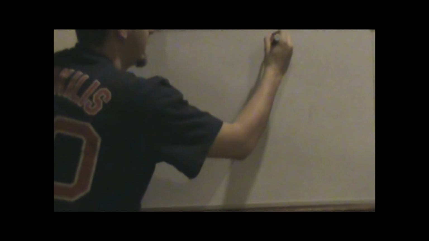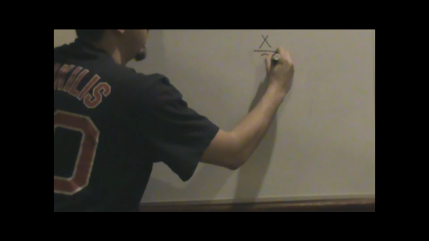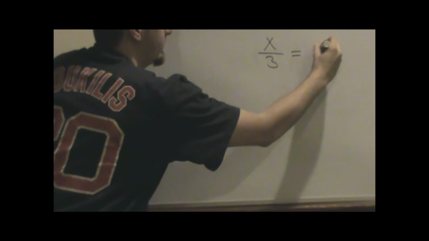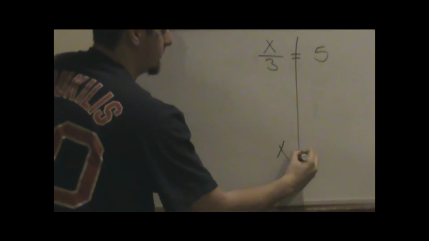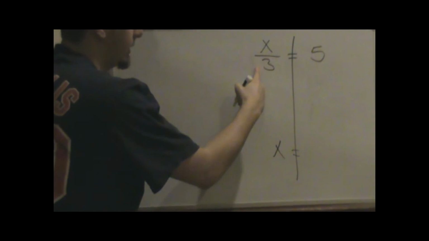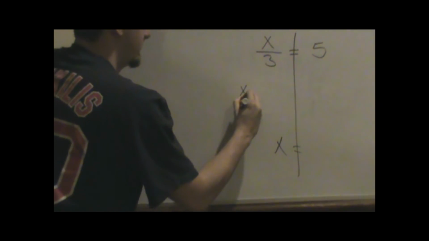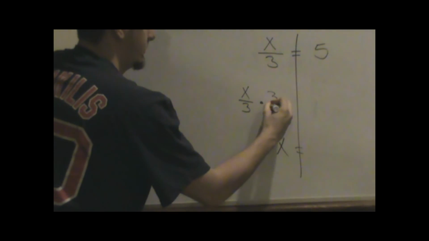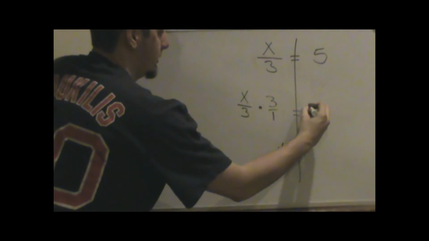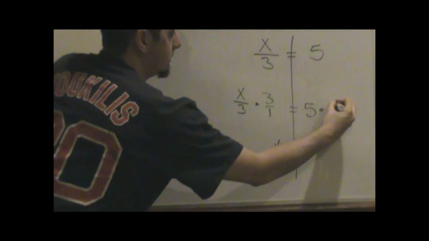Alright, last problem before we're done. Do an example that has division in it. We have x over 3 equals 5. I know I want to get x alone, so I have to get rid of the divide by 3. The opposite of divide by 3 is times 3. Going to do that to both sides.